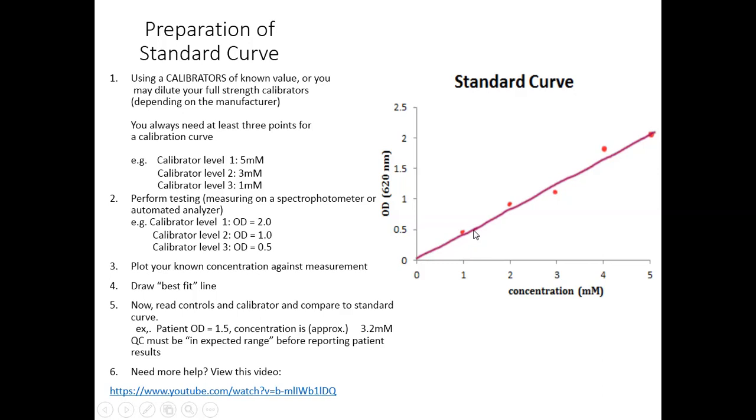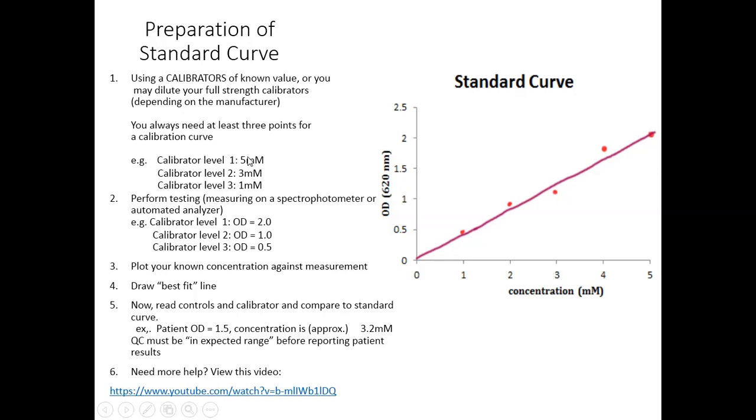So what we do is we run at least 3 and we draw the best line between the 3. The best 3 is not always 3 exactly in a row. Sometimes it's 1 a little low and 1 a little high and 1 directly through. So you always need at least 3 points for a calibration curve. This one happened to use 5. And then you perform testing on it using, say, a spectrophotometer or an automated analyzer.